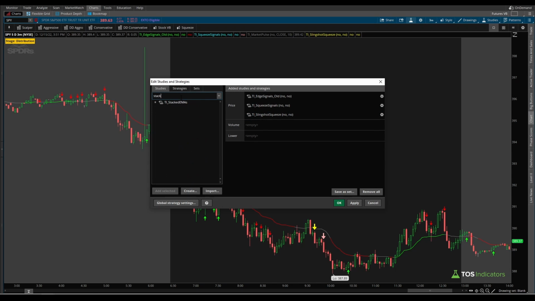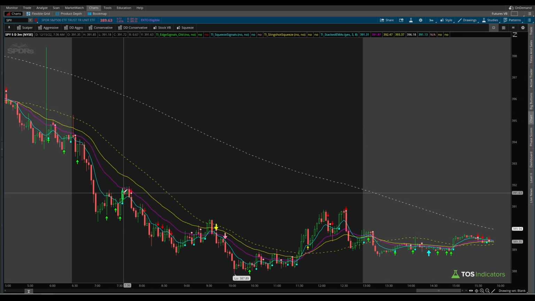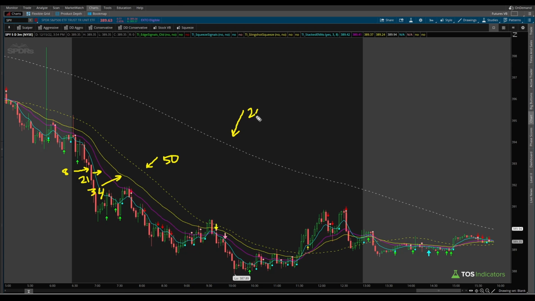Now, outside of the market pulse, there's a different angle that we can use to understand market structure, and that would be moving averages. So if I load in our default set of moving averages, the cyan line is the 8 EMA, the magenta is the 21 EMA, the yellow is the 34 EMA, the dashed yellow on the outside is the 50 SMA, and then the dashed white is the 200 SMA.